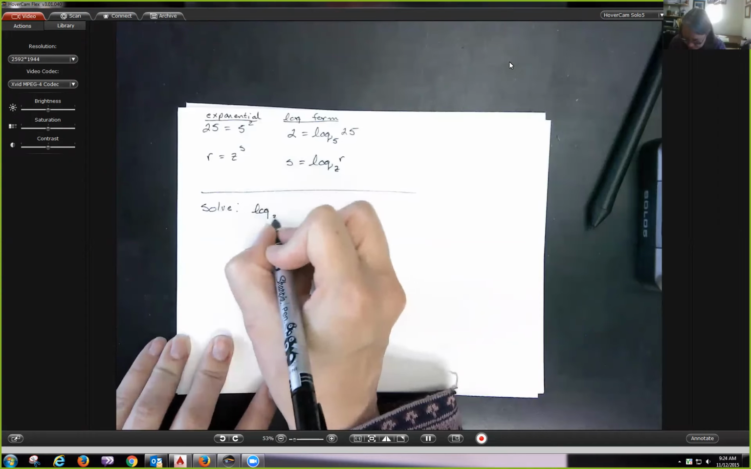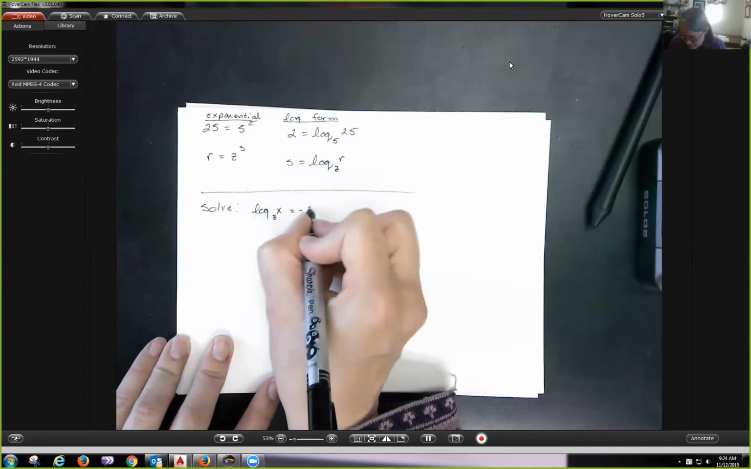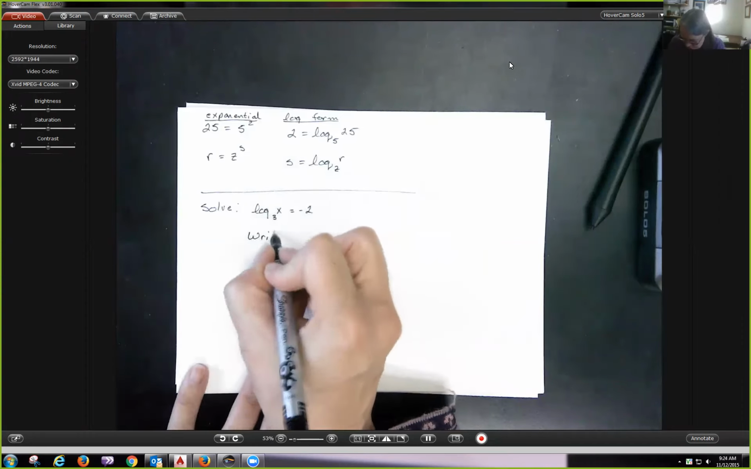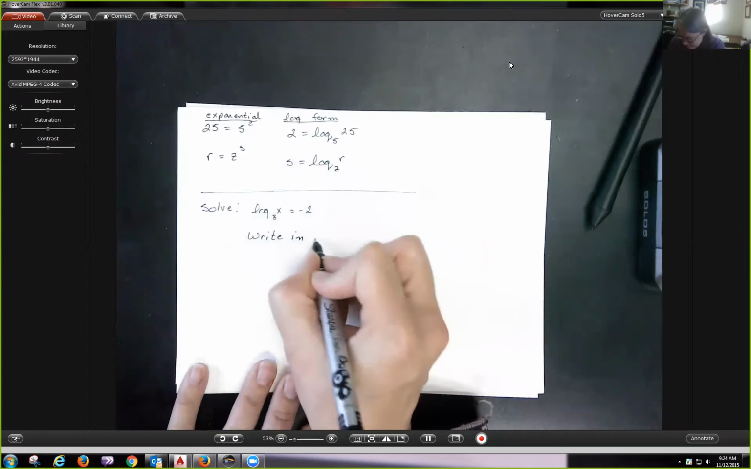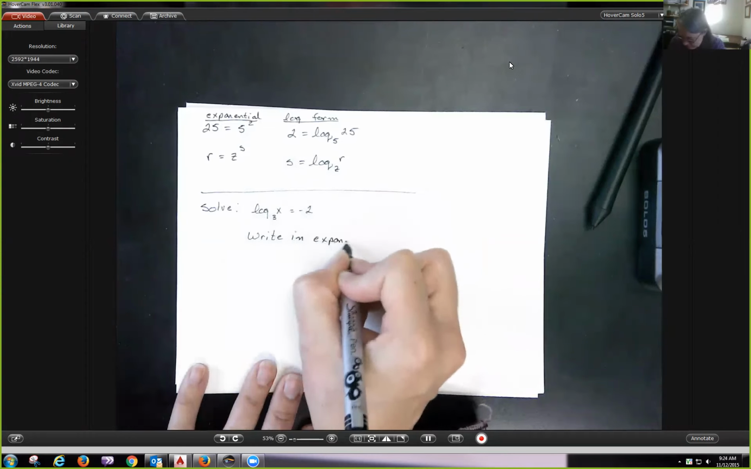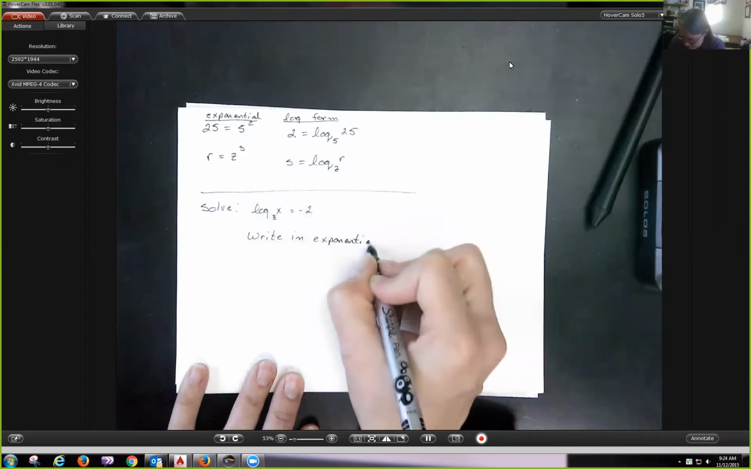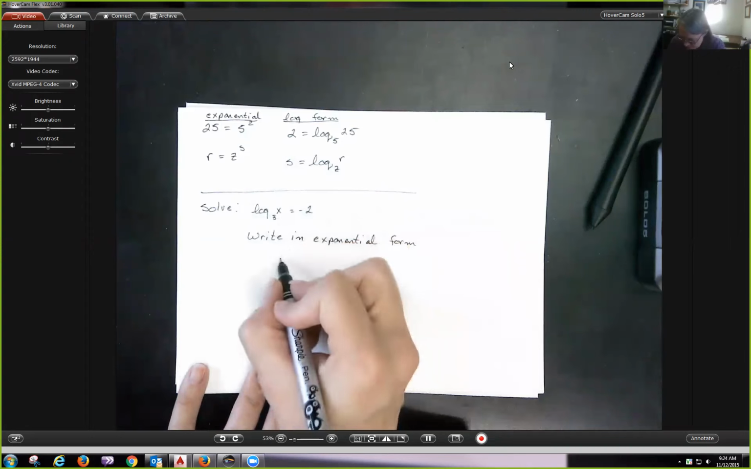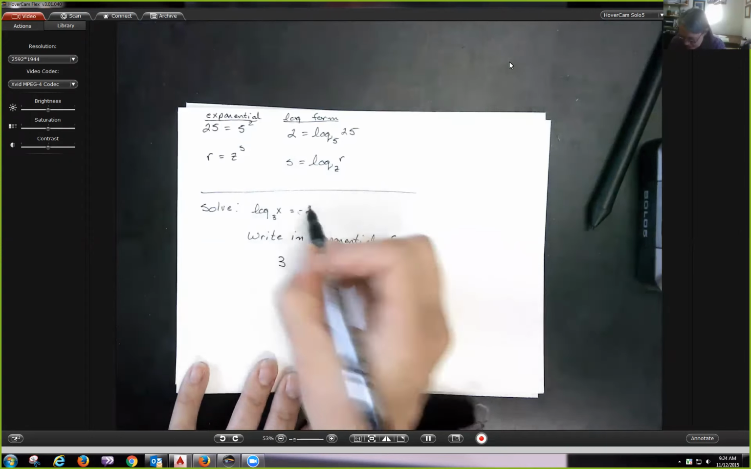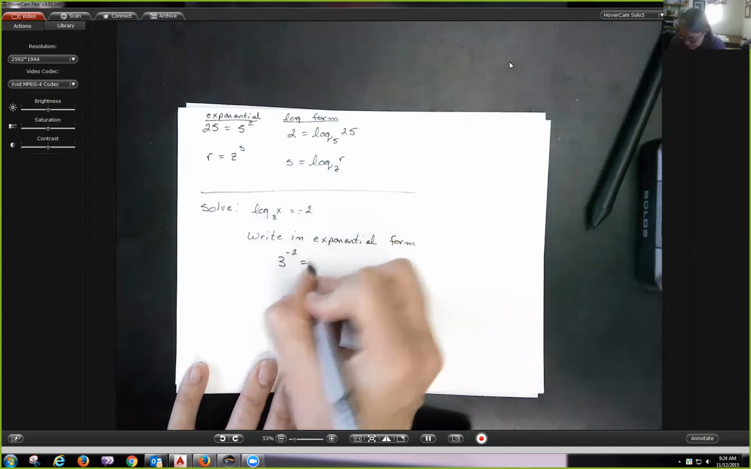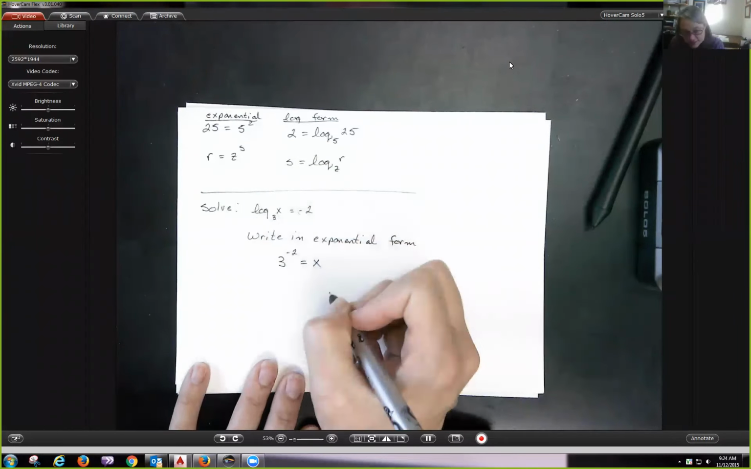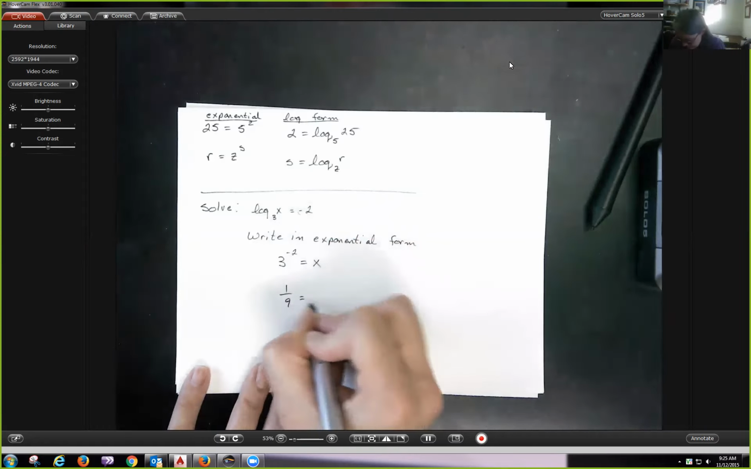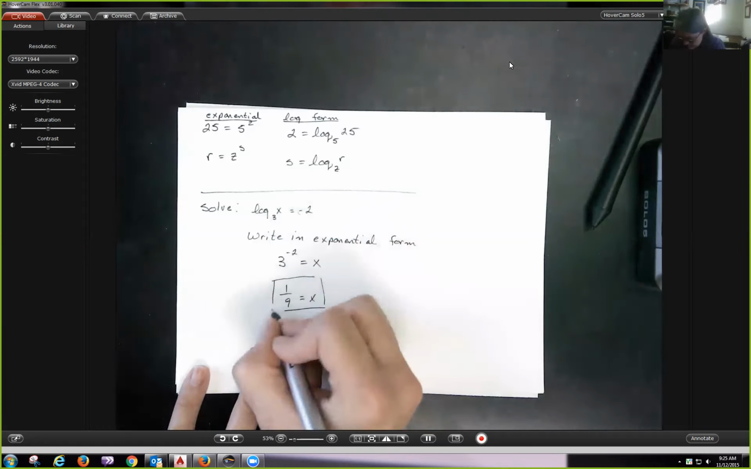The log base 3 of x equals -2. Now what we're going to do is write this in exponential form. My base is 3, my exponent is -2, and that equals my argument, which is x. 3 to the -2 is 1/9, so x is 1/9.